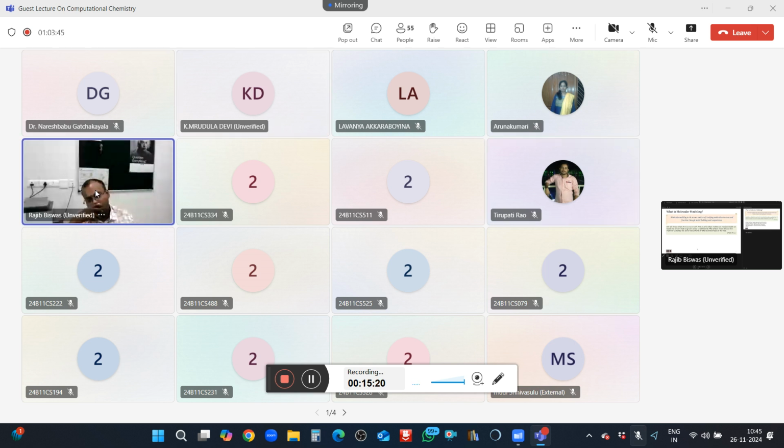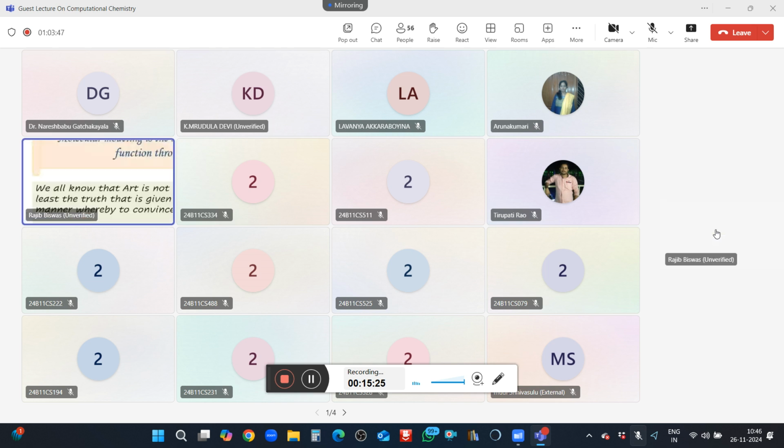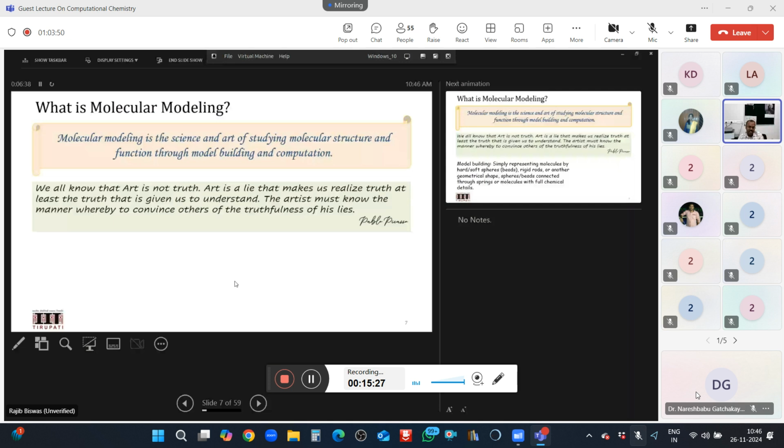So, what is a model? A model is when we try to mimic the real system. If a model behaves exactly like the real system, then it is no longer a model. It is the system itself.